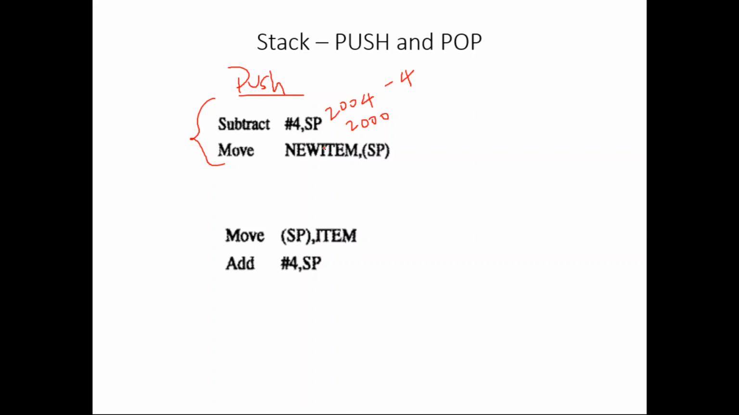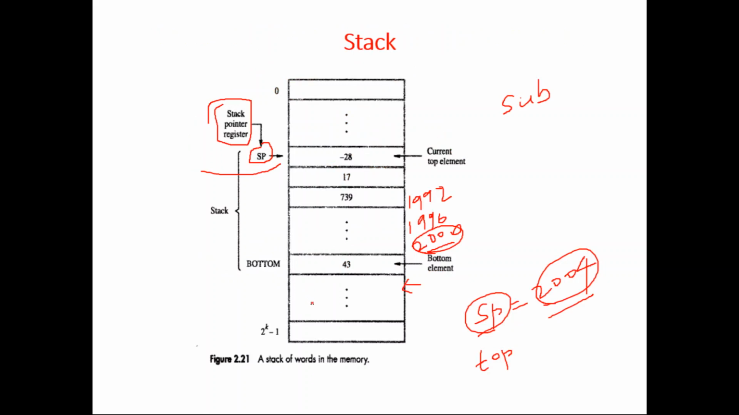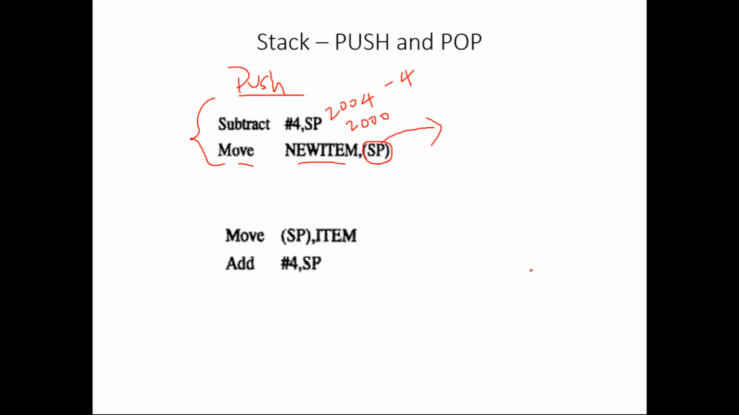Now if you have an item, you can just move new item, stack pointer. Wherever the stack pointer is pointing, which is 2000, to that location the new item will be placed. If the new item is 55, then this 43 will be overwritten by 55. So when the stack is empty, it was 2004. Before pushing, decrement and then push. Once again, if you want to push, decrement again and push, like that. Fine. So this is the logic for push.